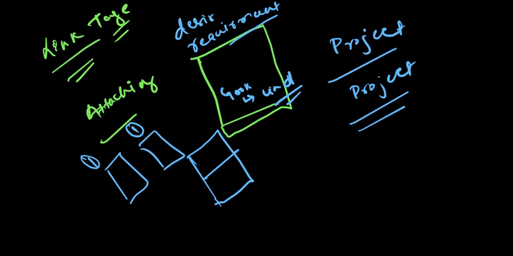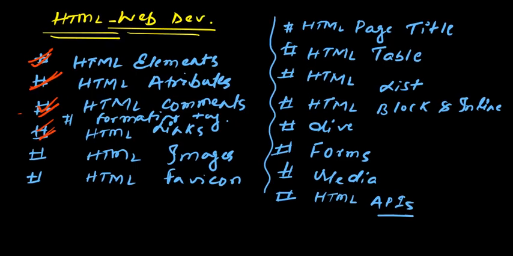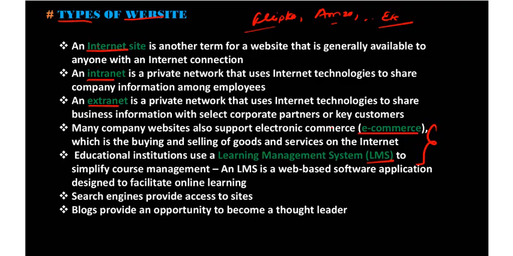So what topics are remaining? Okay, we already discussed this one, and also the image tag, and one thing called favicon. We already discussed the page title also. Table is remaining, right? Table is important, list is important, and we are using it for the HTML block. Media is the one thing. Okay, the last one is the last now.